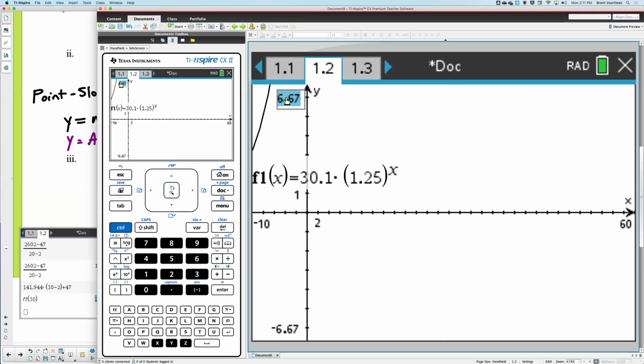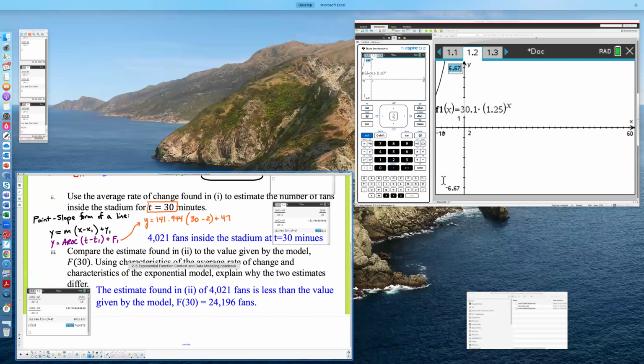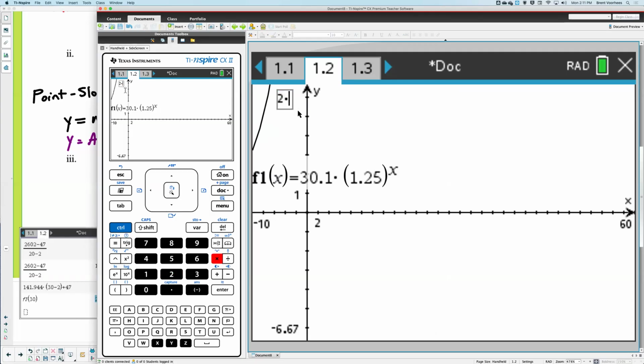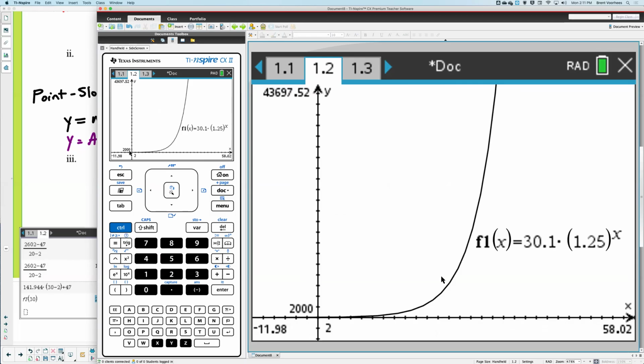The largest y value we ever got was this very last number of fans, 24,000 whatever. I'm just going to double 24,000. What's 24,000 times 2? 48,000. That's my exponential model. Is it exponential growth or exponential decay? Growth. That's that model.